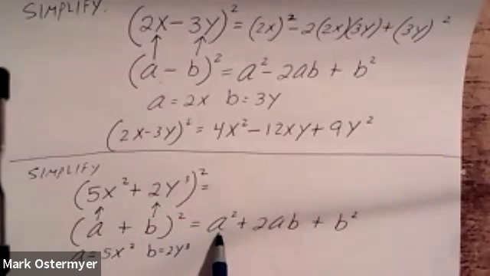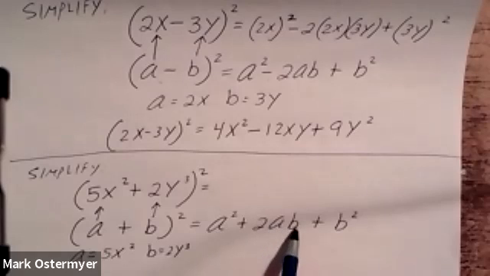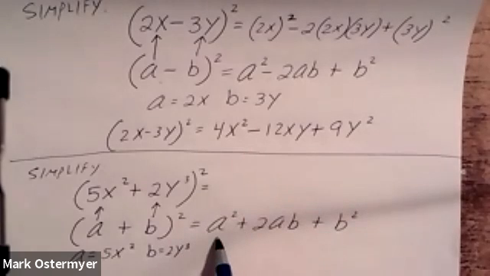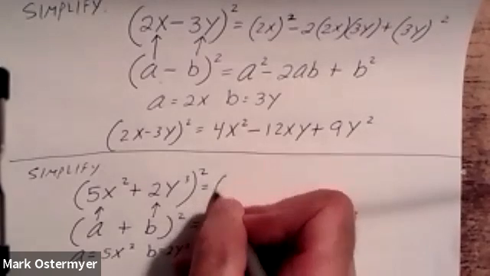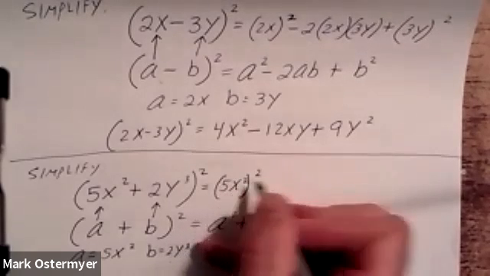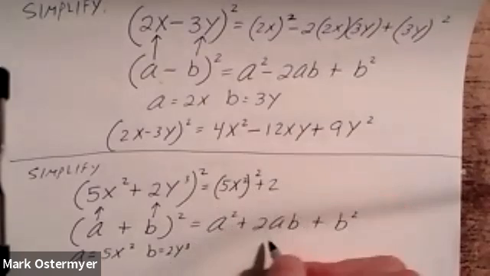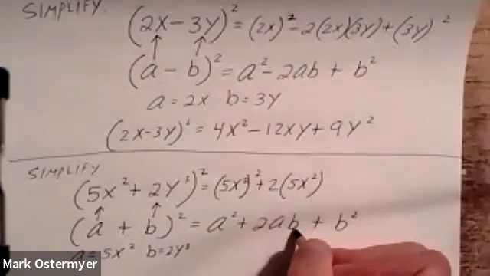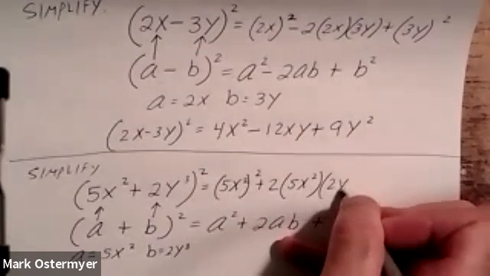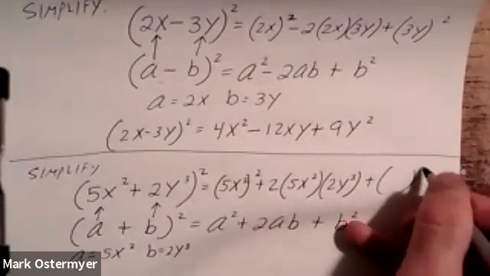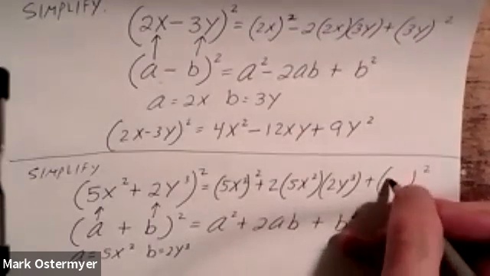Therefore, wherever we see an A, we drop in a 5x squared here and here. And wherever we see a B, we drop in 2y cubed here and here. So we're going to follow along. We're going to have A squared, which means we're going to have 5x squared squared, plus 2 times A being 5x squared, times B being 2y cubed, plus B squared, where B is 2y cubed.